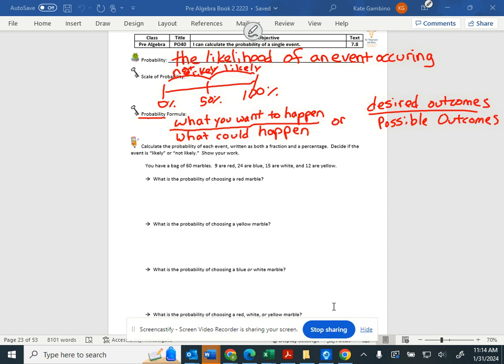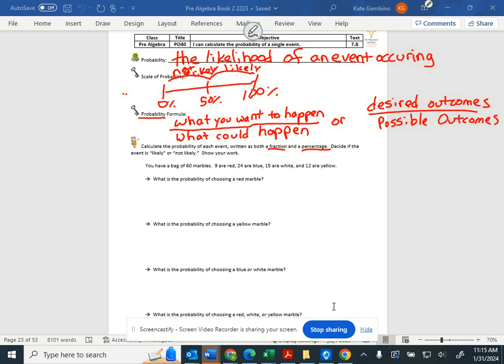So calculate the probability of each event written as both a fraction and a percentage. Decide if the event is likely or not likely. So we're going to be figuring out both the fraction and then converting that to a percent, using that percent with that scale of probability. Is it likely or not likely? Above 50, below 50.